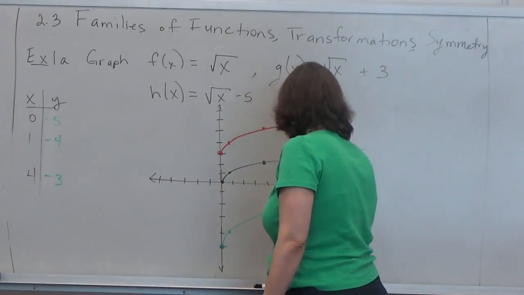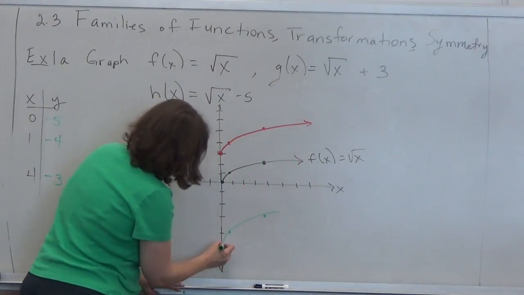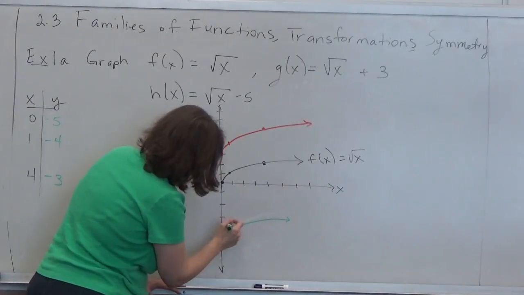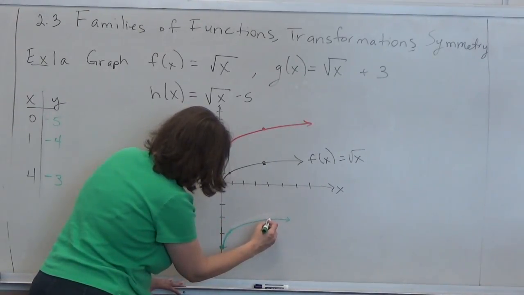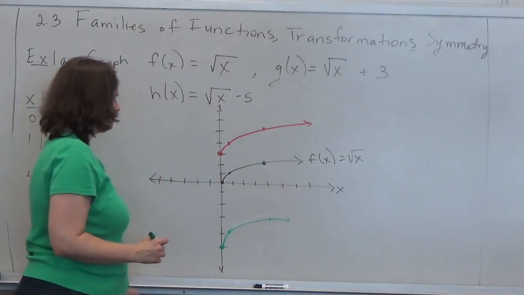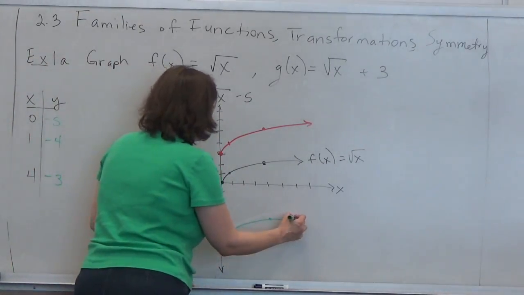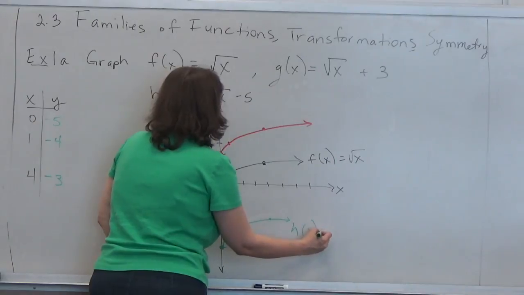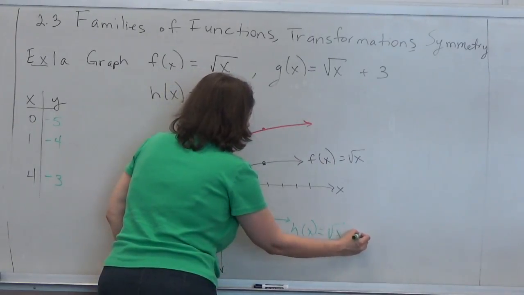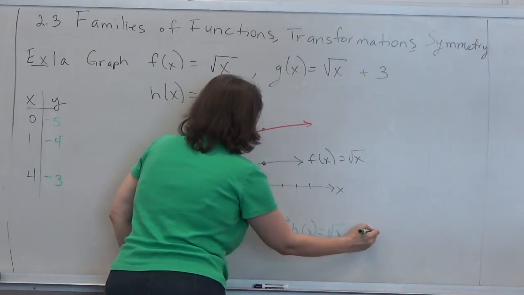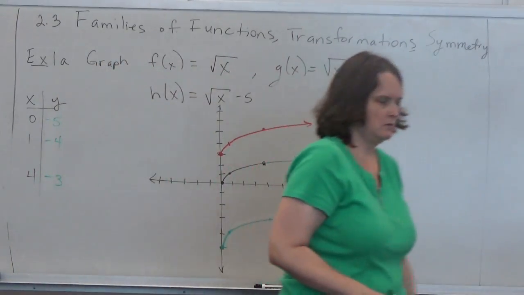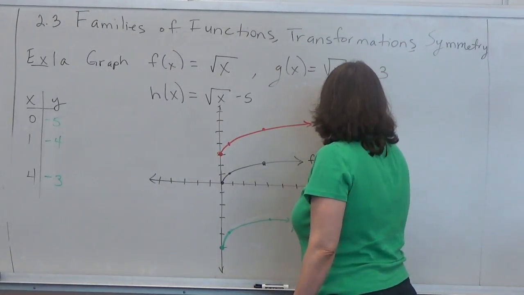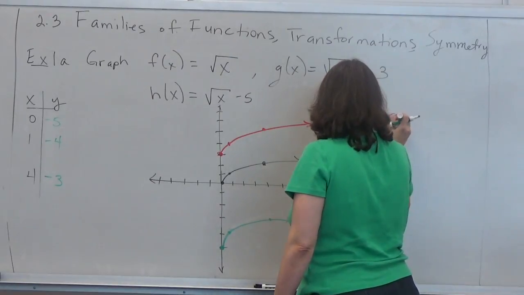Connecting these points, we've got the same shape. Mine should be a little bit flatter, like that. Okay? We've got that same shape. This time it's been shifted down. And let's go ahead and label it. This was h of x equals the square root of x minus 5. Alright, in our red graph was g of x equals square root x plus 3.